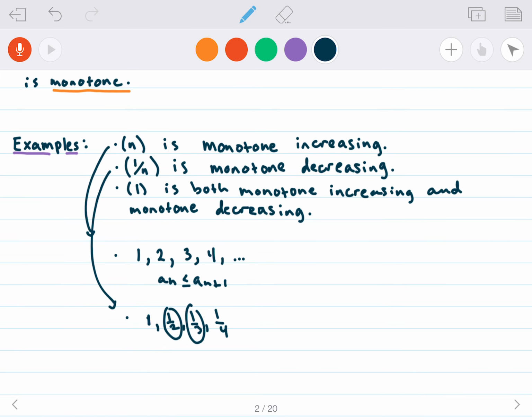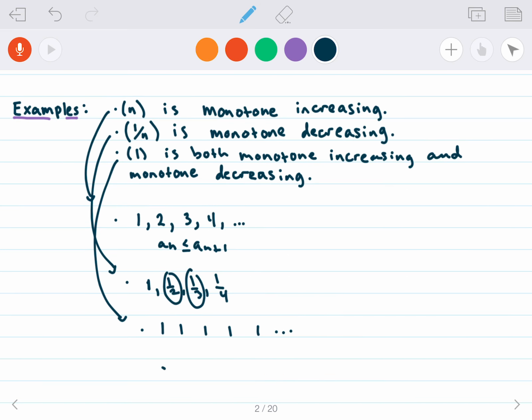Okay, and so just a sequence of ones is both monotone increasing and decreasing. If we just have 1, 1, 1, 1, 1, 1, etc., we can see that a_n is going to be bigger than or equal to a_{n+1}, in particular equal, and likewise a_n is less than or equal to a_{n+1}, in particular equal. So equality works here for these monotone definitions.